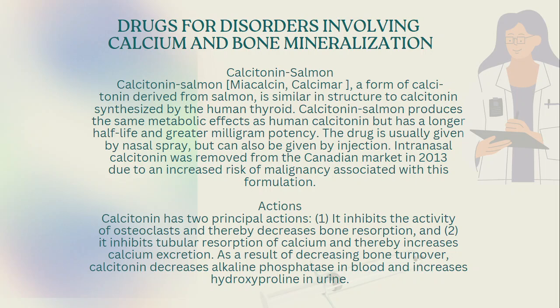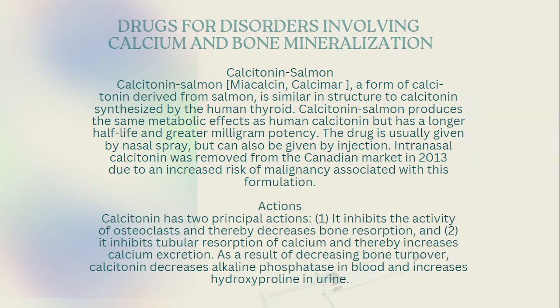For actions, calcitonin has two principal actions. First, it inhibits the activity of osteoclasts and thereby decreases bone resorption, and second, it inhibits tubular resorption of calcium and thereby increases calcium excretion. As a result of decreasing bone turnover, calcitonin decreases alkaline phosphatase in blood and increases hydroxyproline in urine.